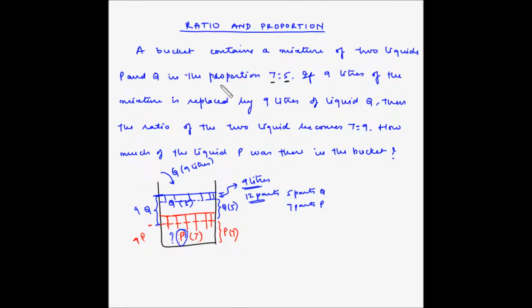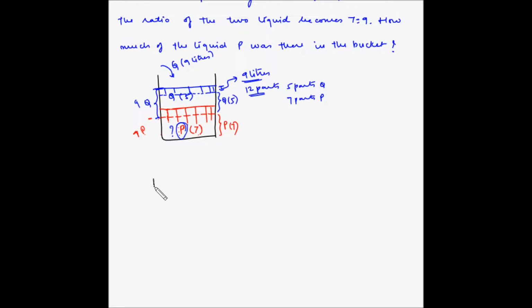So here we have been given that originally P and Q are in the ratio 7:5. So the ratio of P to Q is 7:5, and since this is a ratio, we can say that let the actual amount of P be equal to 7 times X, and the actual amount of Q equals 5 times X. Again, this is in liters and this is in liters. So when you take the ratio, this X and X get cancelled and the ratio remains 7:5.